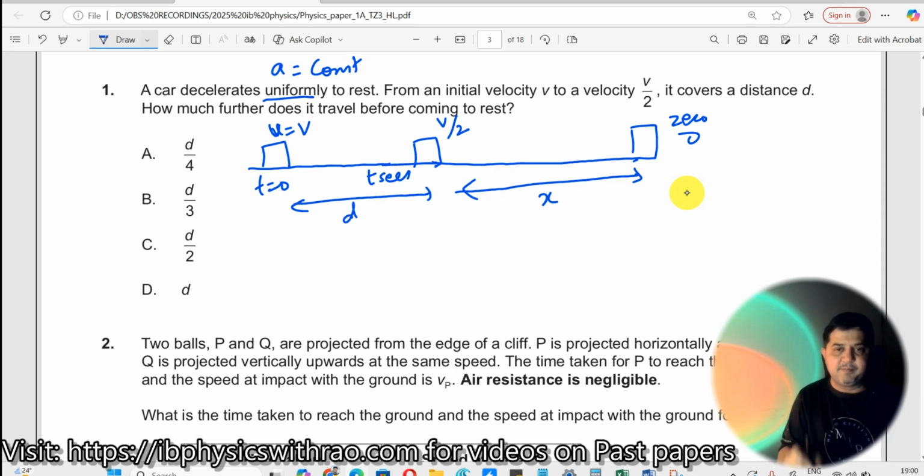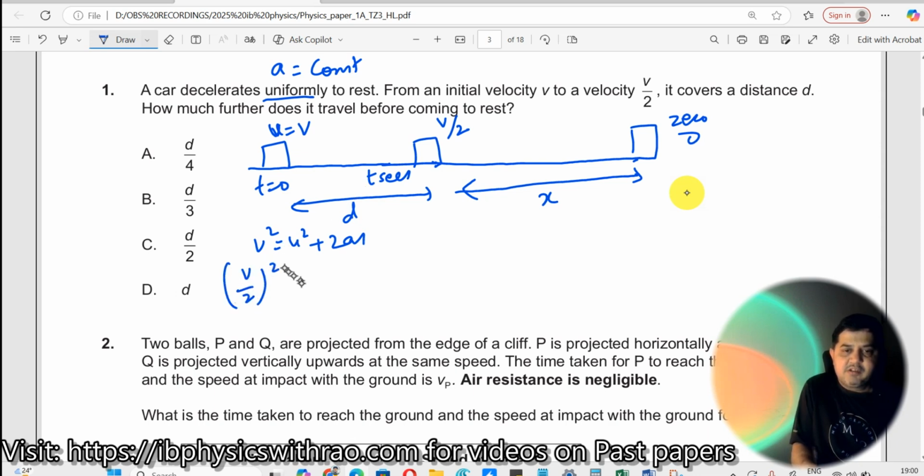You can always use it, because final velocity v is known, initial velocity v is known, and as a result distance s is known, so a is constant. We can use this. Now, let us start with this. So v square equal to u square plus 2as. For v final velocity, I'll write v by 2 the whole square is equal to u, which is v square, plus 2a into d over here. So if I simplify this, what will I get? I get v square by 4 is equal to v square plus 2ad.